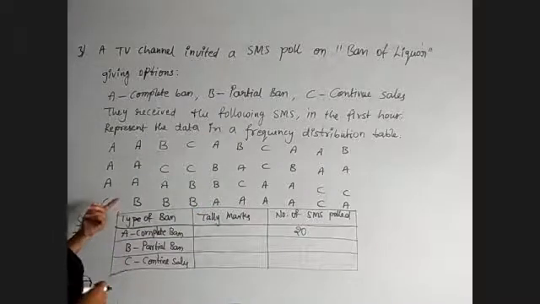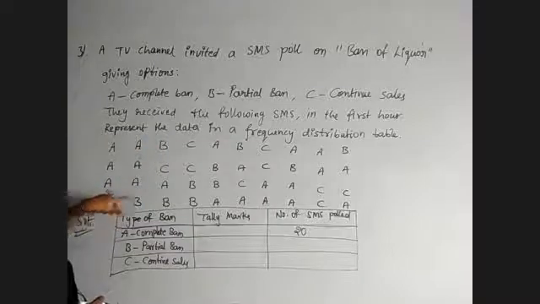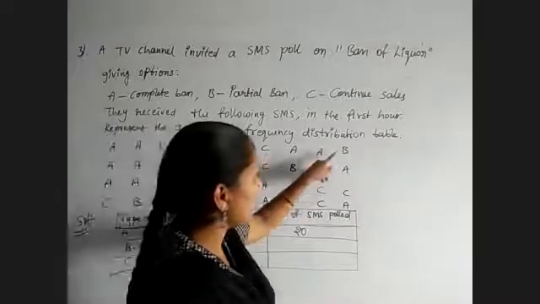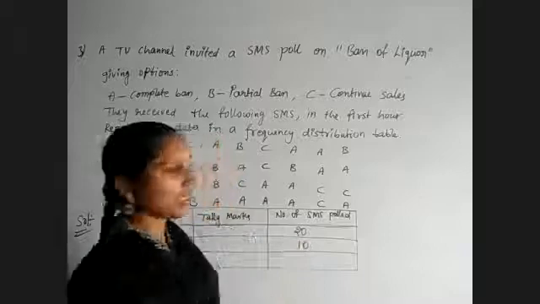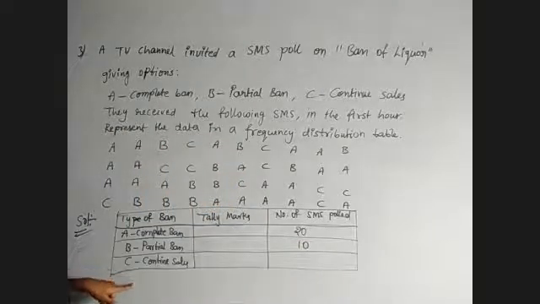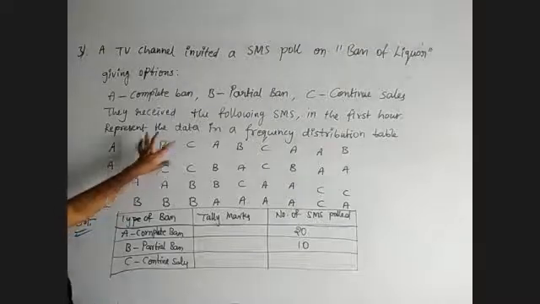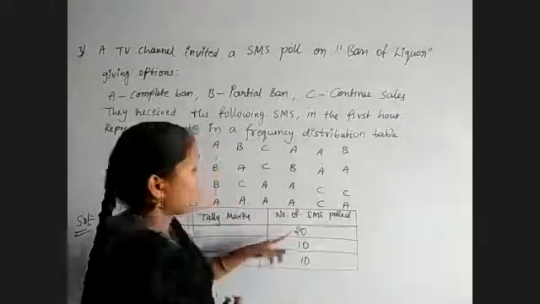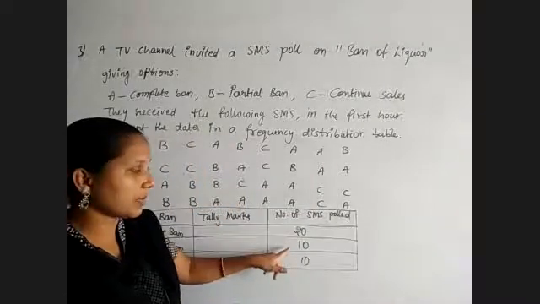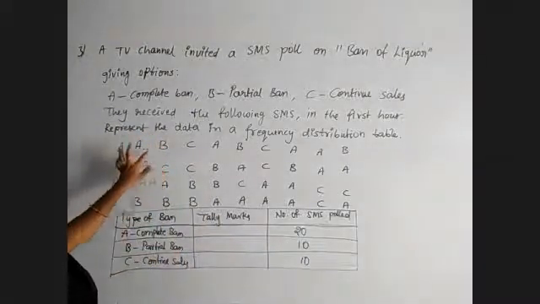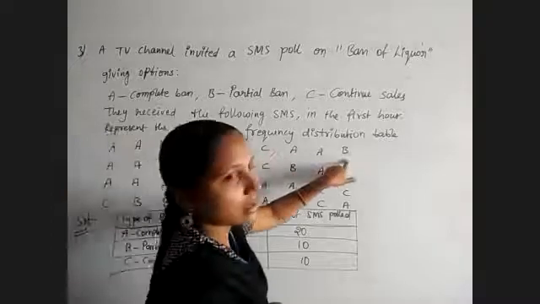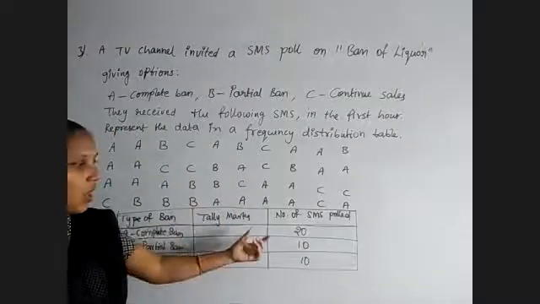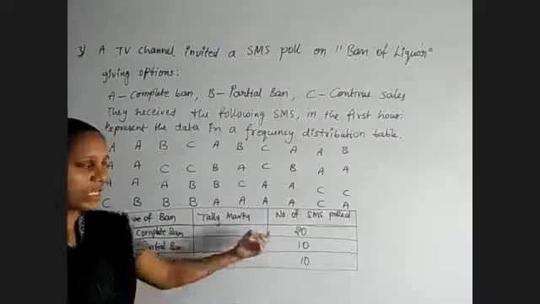Next, B: 1, 2, 3, up to 10. 10 were polled on B. Next, continue sales, C: 1, 2, 3, up to 10. So in total, how many SMS were polled? Just observe: 20 plus 10 is 30, 30 plus 10 is 40. 10 and 4 rows are given, so 10 fours are 40. Total SMS were also 40, which means all the information gathered is correct.